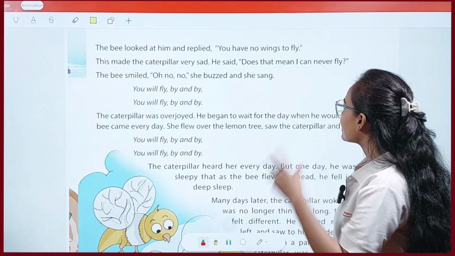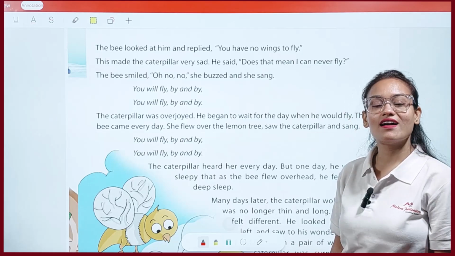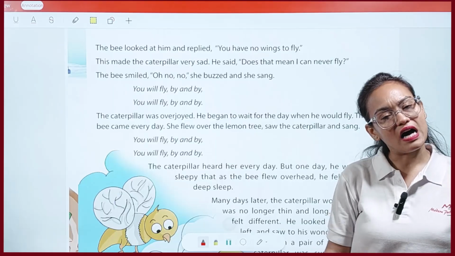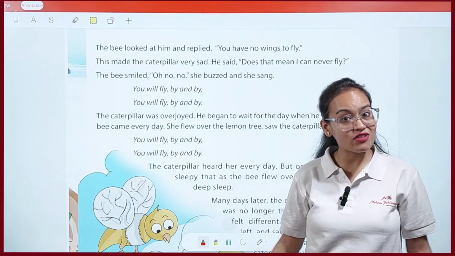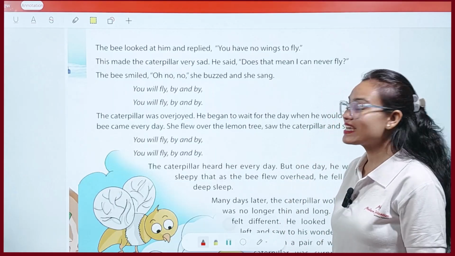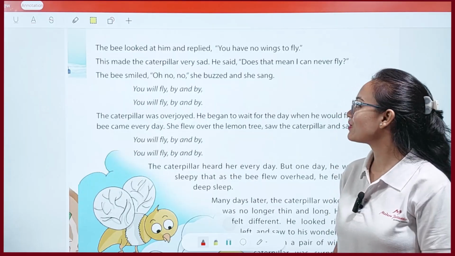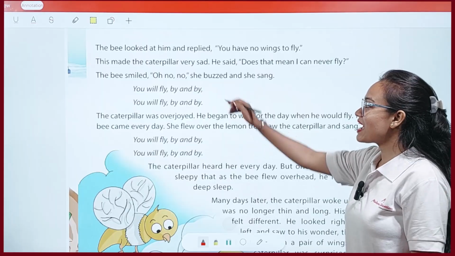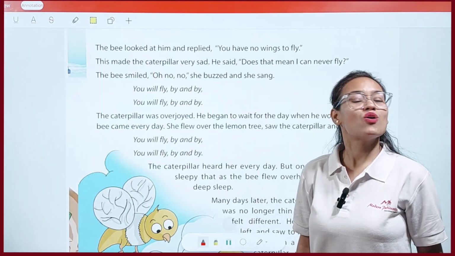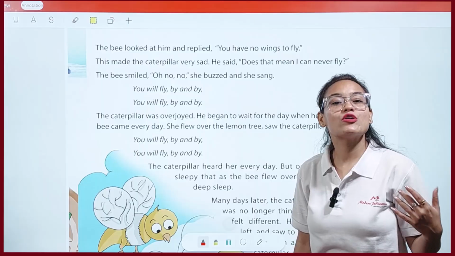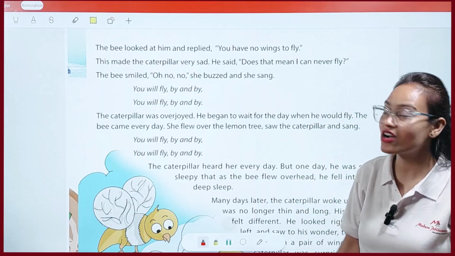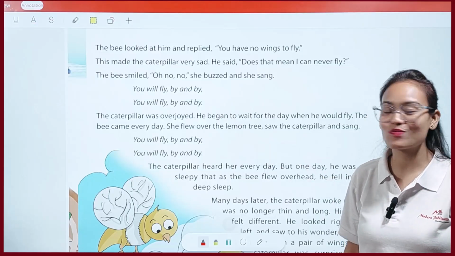He said, "Does that mean I can never fly?" The caterpillar was sad and shocked. He immediately asked, "Honeybee, you mean I can never fly?" The bee smiled. "Oh, no, no." She buzzed and she sang. And the bee replied, "Oh, no, no. You can fly." And she started singing a song for this sweet little caterpillar.